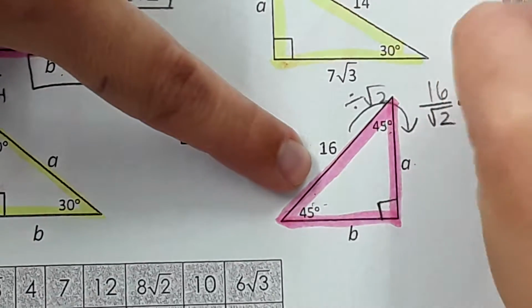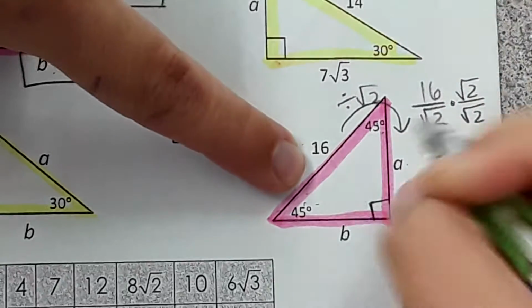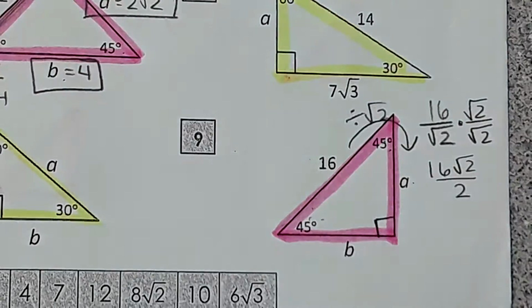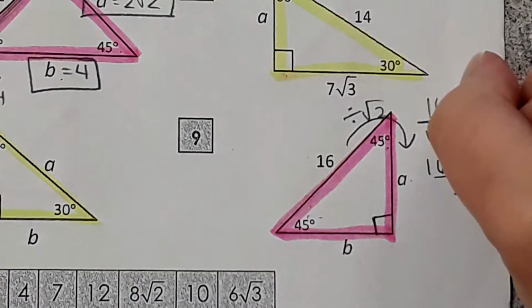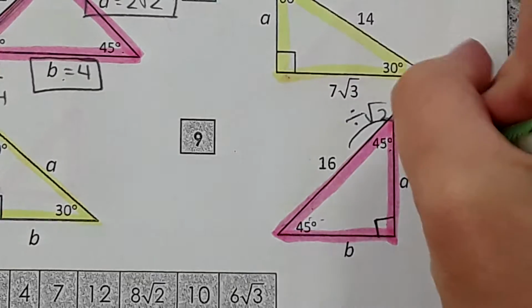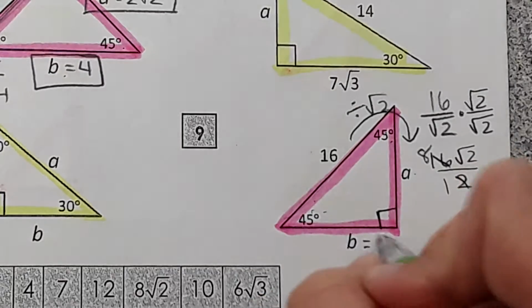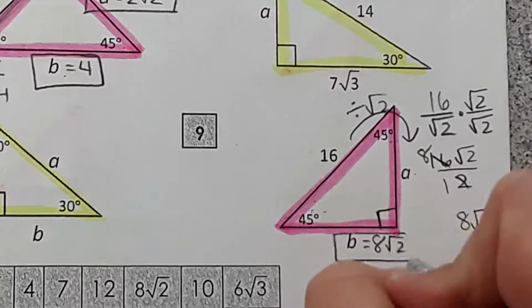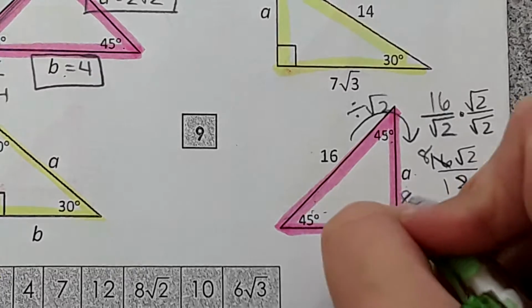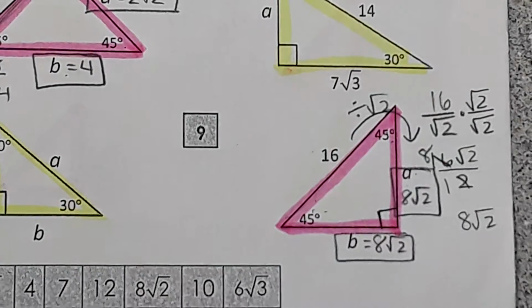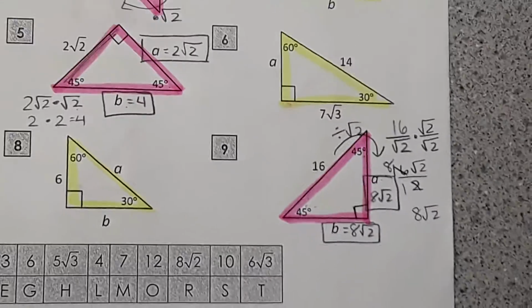Simplify that by multiplying by square root of 2 over square root of 2. I get 16 square root of 2 over 2. This can be simplified. Divide both of these by 2 to get 1 and 8. And I'm left with 8 square root of 2. So this is 8 square root of 2. And then we know that this is the same measure, 8 square root of 2. Okay, so that is all of the 45, 45, 90 degree angles.